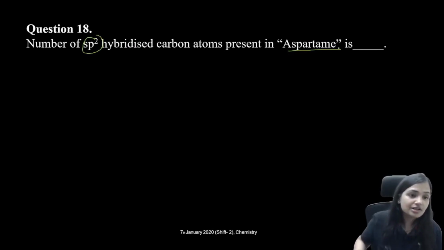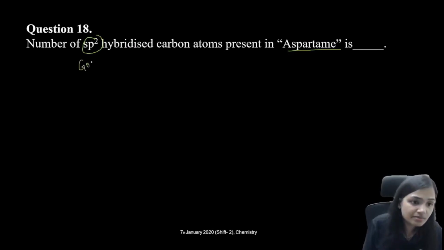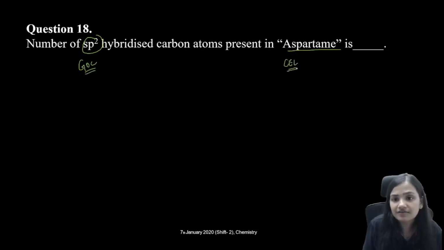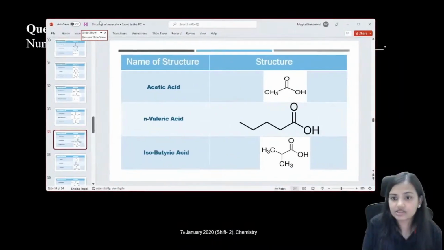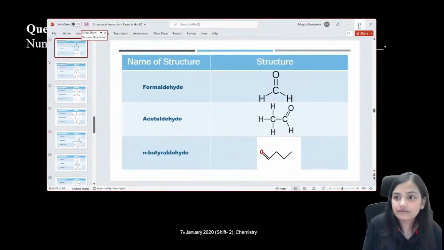Oh my god. The question seems to be of GOC, but they are relating your GOC with chemistry in everyday life. Right? Aspartame. So what is aspartame? If you know the structure, you can find out how many sp2 hybridized carbon atoms are there. Let me show you the structure of aspartame. Then you tell me the answer. This is what I can do for you.